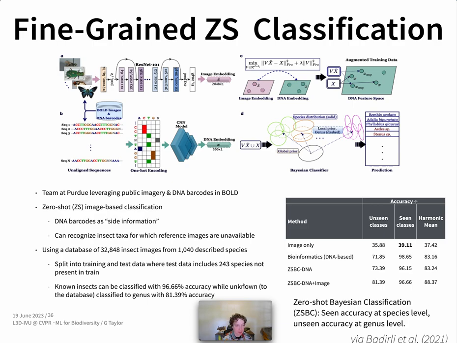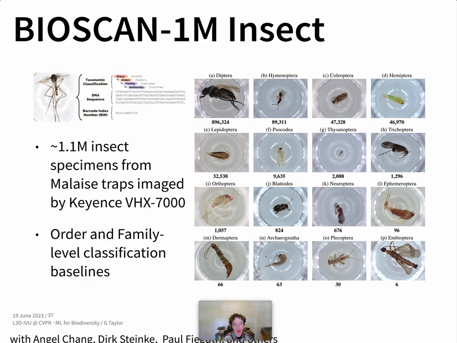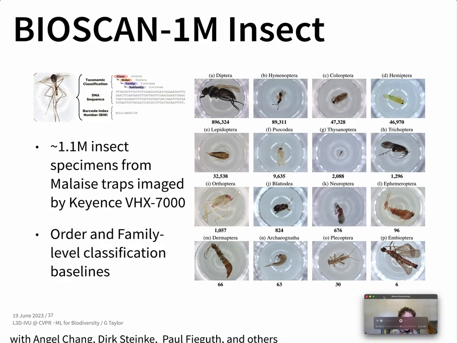So this is quite promising and very exciting for us as we have access to both imagery and DNA data. I'd just point out that their database is relatively small, 32,000 insect images from about 1,000 described species. And we've been working on a project lately where we're building a data set that has approximately 1.1 million insect specimens from malaise traps that are imaged with these microscopes. So these are the different orders that are present in the data set, along with the number of samples associated with those orders. Of course, you can see it is highly unbalanced, as we mentioned before.